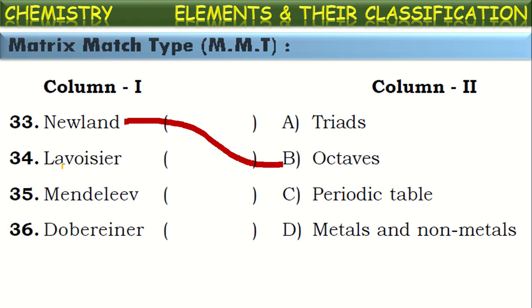the next one, Lavoisier. So Lavoisier, before all these classifications, classified elements into two categories. They are metals and non-metals. Elements were classified into metals and non-metals by Antoine Lavoisier.